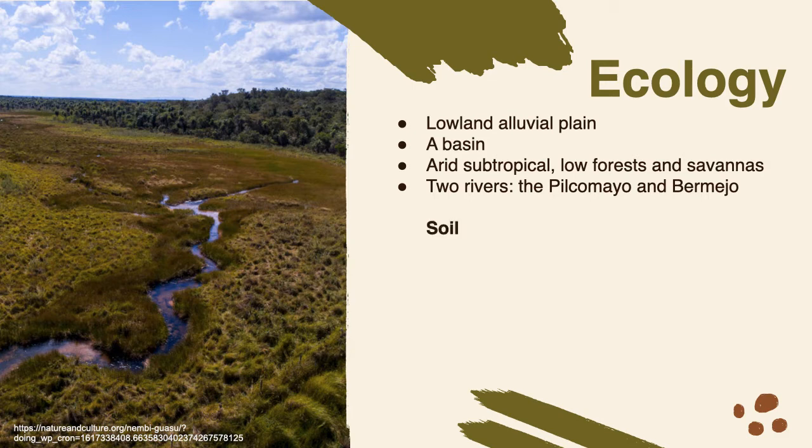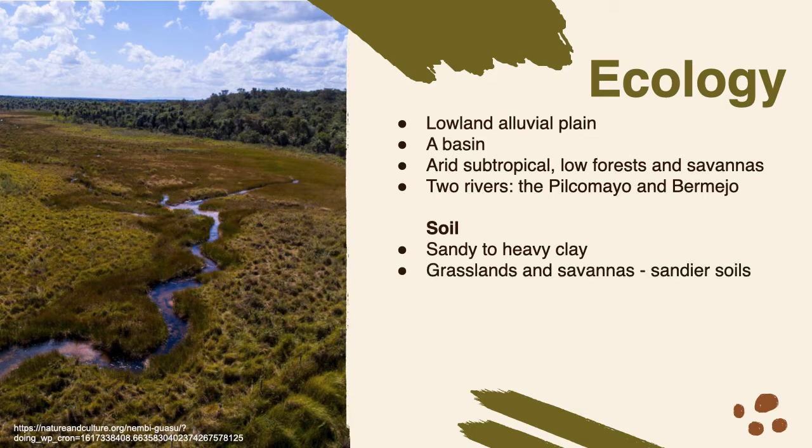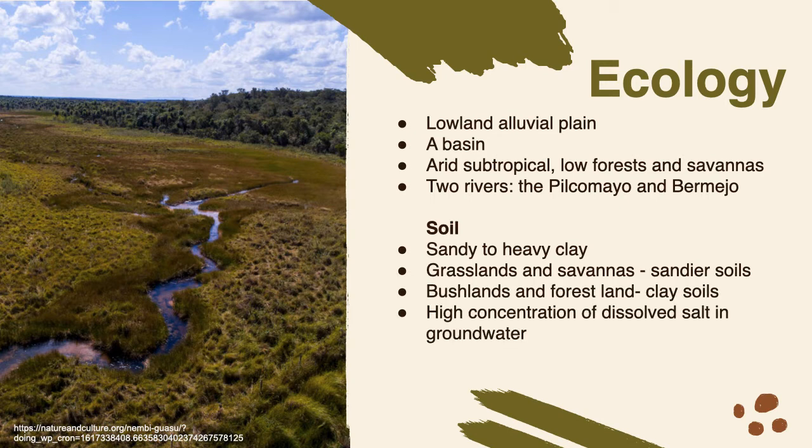The soil of the Gran Chaco is nearly stone-free, mainly unconsolidated sandy and silty sediments that can be up to 10,000 feet deep in some places. Sand is mostly in grasslands and savannas, and poorly drained clay is in the bushlands. There is a high concentration of dissolved salt in the groundwater, which creates conditions intolerable to plants in swampy sites.